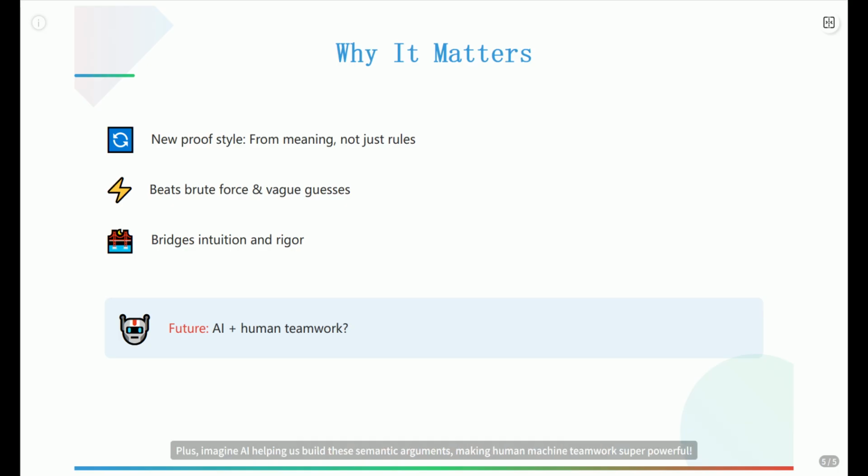Plus, imagine AI helping us build these semantic arguments, making human-machine teamwork super powerful. It's not replacing old ways, but adding a layer of understanding, making math feel less like cold calculation and more like, well, figuring things out.